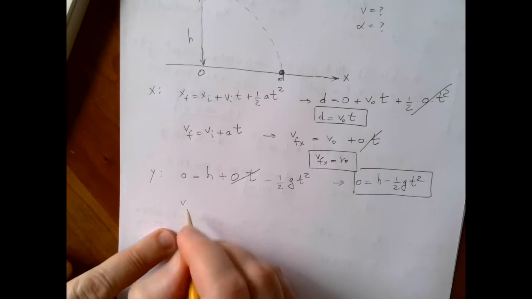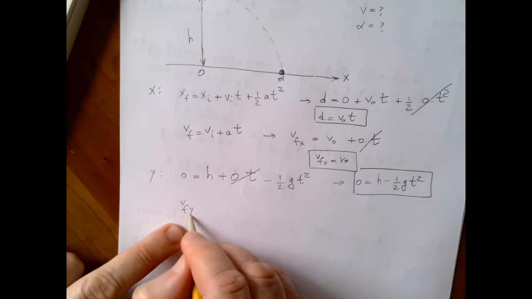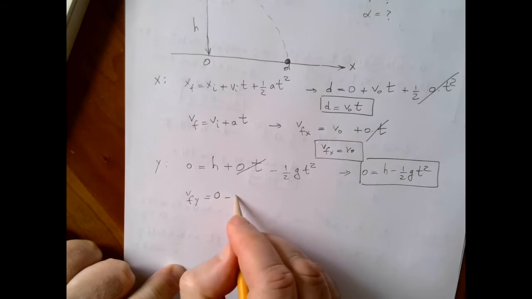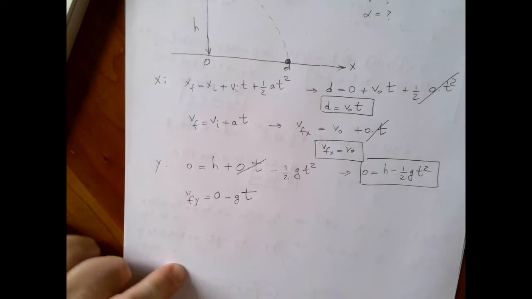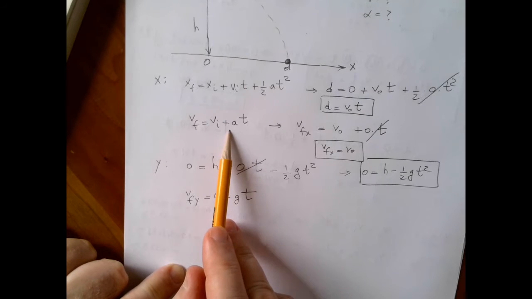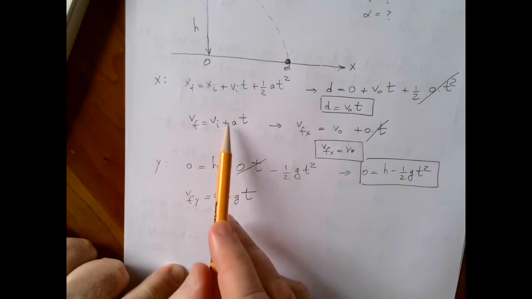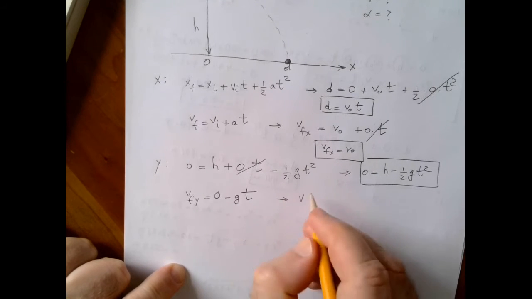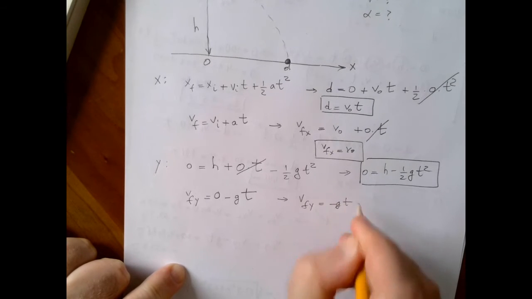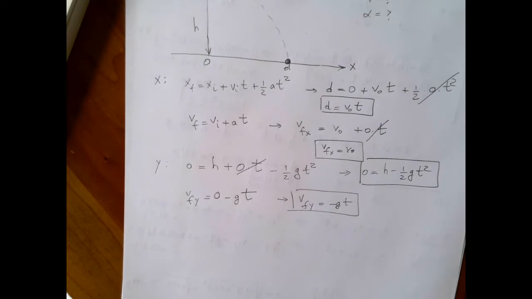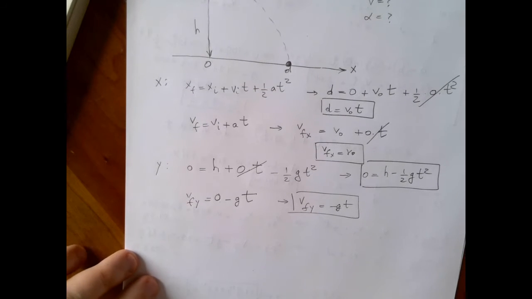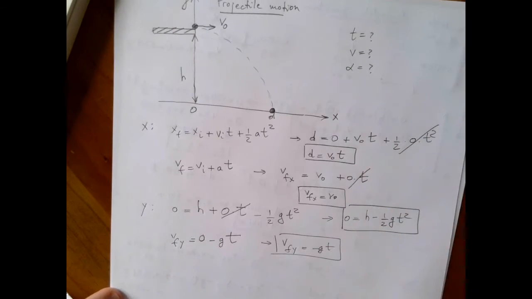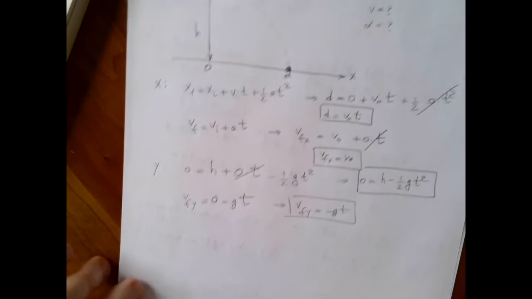And finally, the final velocity along y is equal to the initial velocity along y, which is 0, minus gt. We are using this equation again. This is the initial velocity. Acceleration is negative g. So the final velocity along y is negative gt. Now, depending on what we know and what we don't know, these equations will always be sufficient.